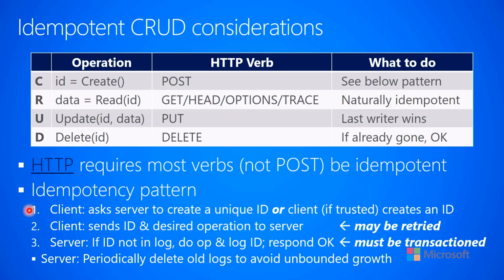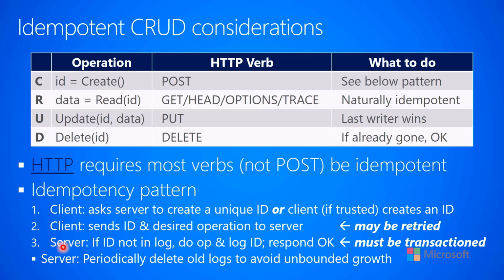Now, once we have a unique ID, step number 2 is that the client is going to send the ID up to the server with the desired operation, like add $100 to a bank account. Somehow that information is encapsulated in the payload and sent up to the server. And this operation can, of course, be retried, just like creating the ID could be retried too.